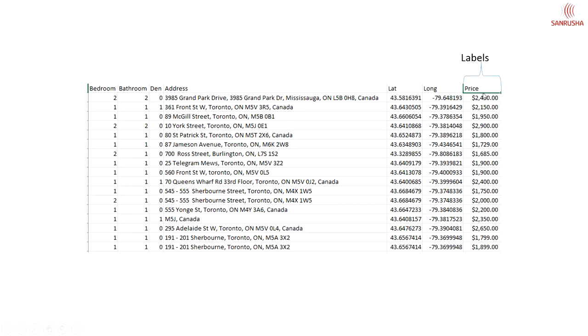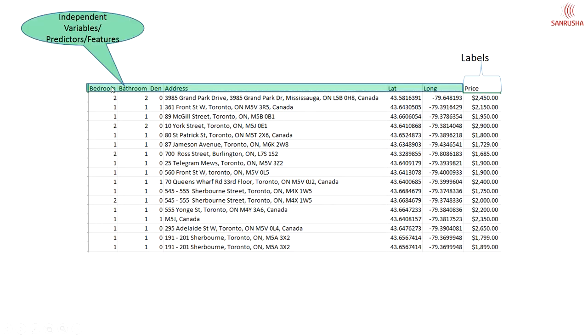What you see here on the right side, the price which you have to predict, is called the label. And everything else, all other attributes provided to you to be able to predict that label, are called features. They are also called independent variables and predictors. Likewise, the label is also called target, dependent variable, and prediction.